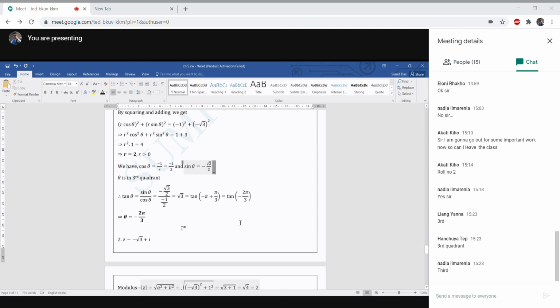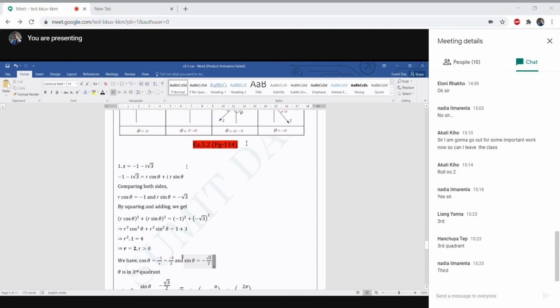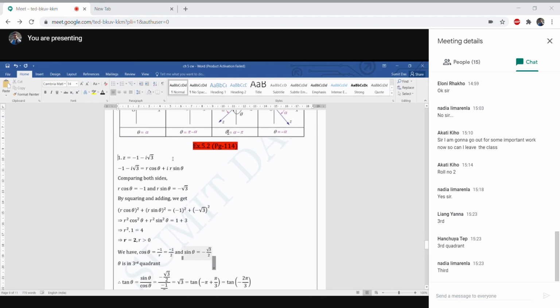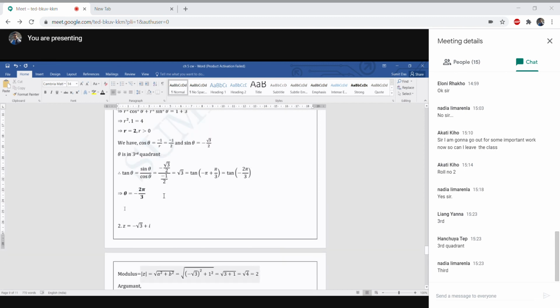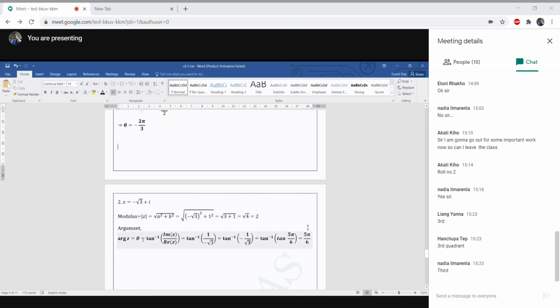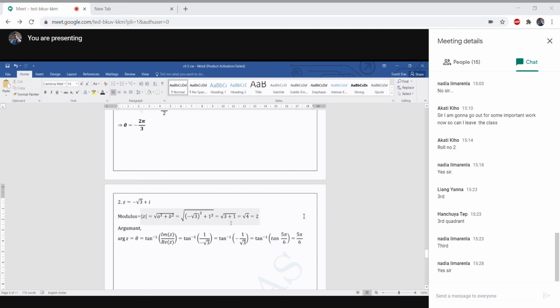For questions number 1 and 2, I am showing you two ways. I think the first way is much more convenient, meaning easy, for you, so you can use the first one, no problem. The second one we generally use for competitive exams. Look how simple this is. So we generally use this one in competitive exams.